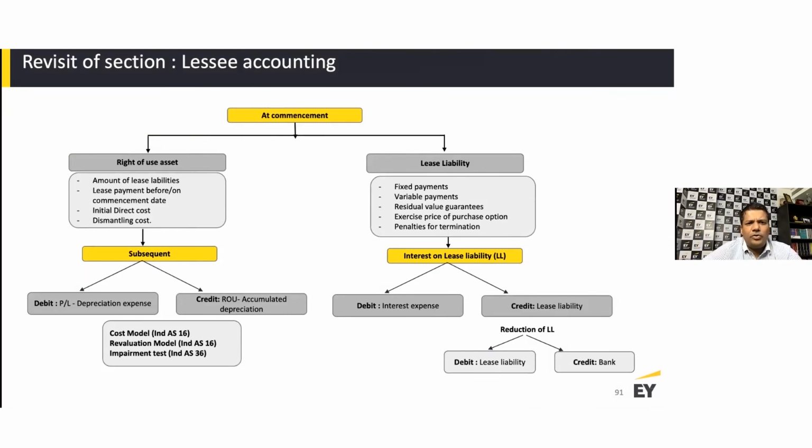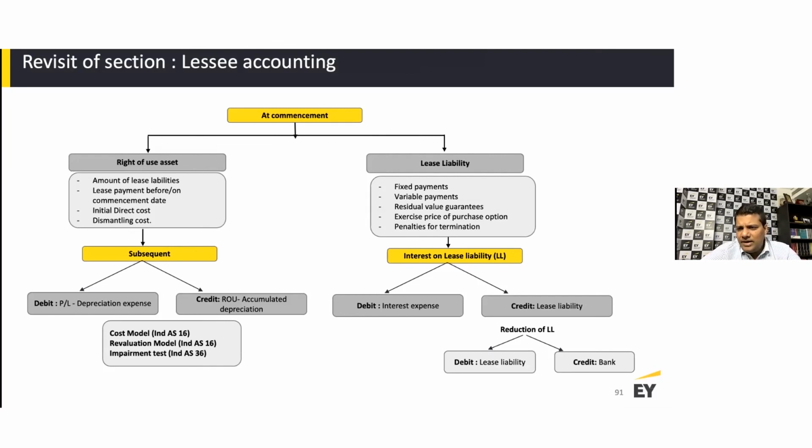So we have a right of use asset and a liability at commencement. How do you compute the right of use asset? You look at the present value of the lease liability plus any payments which you made in advance, and at the commencement date, the direct costs and the restoration costs, and all of that you consider.